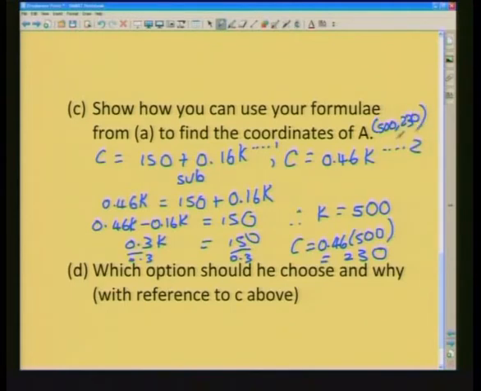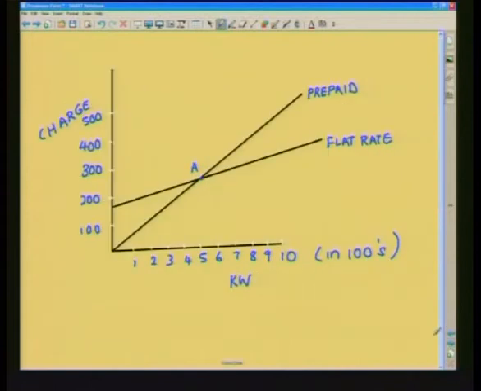So if we go across to the graph, let's see if that makes sense. If I drop a line from point A, I see that yes, it is going to cut at 500 kilowatts on the x-axis, and then if we go across onto the y-axis, that is 230. So roughly on this graph, you can see that your answer is correct. You've got these two graphs intersecting at a cost of 230 rand.